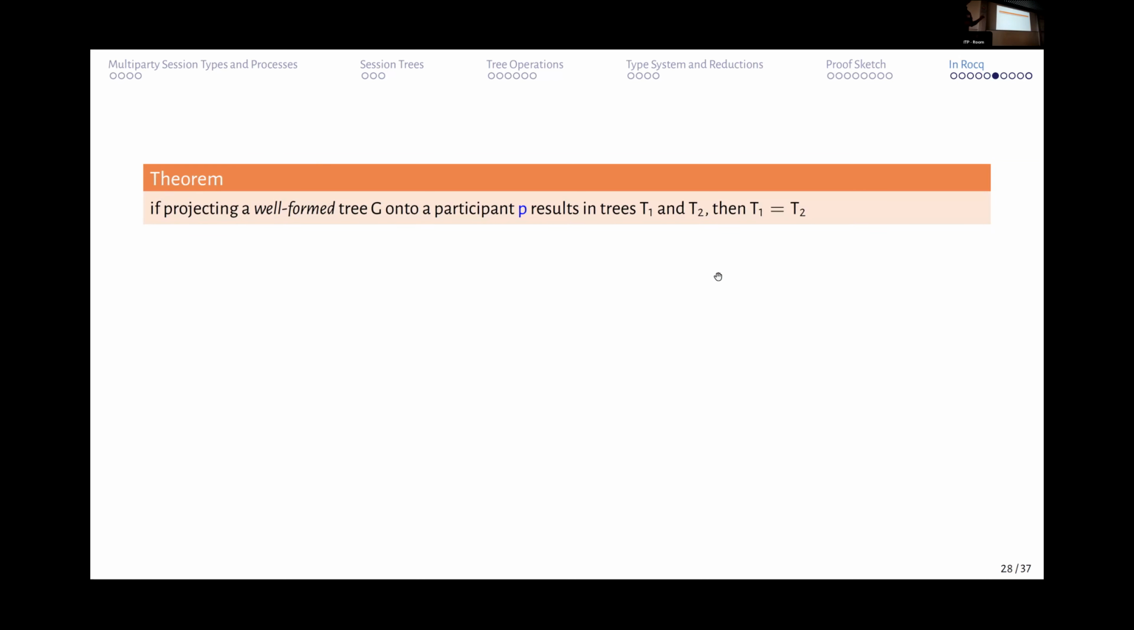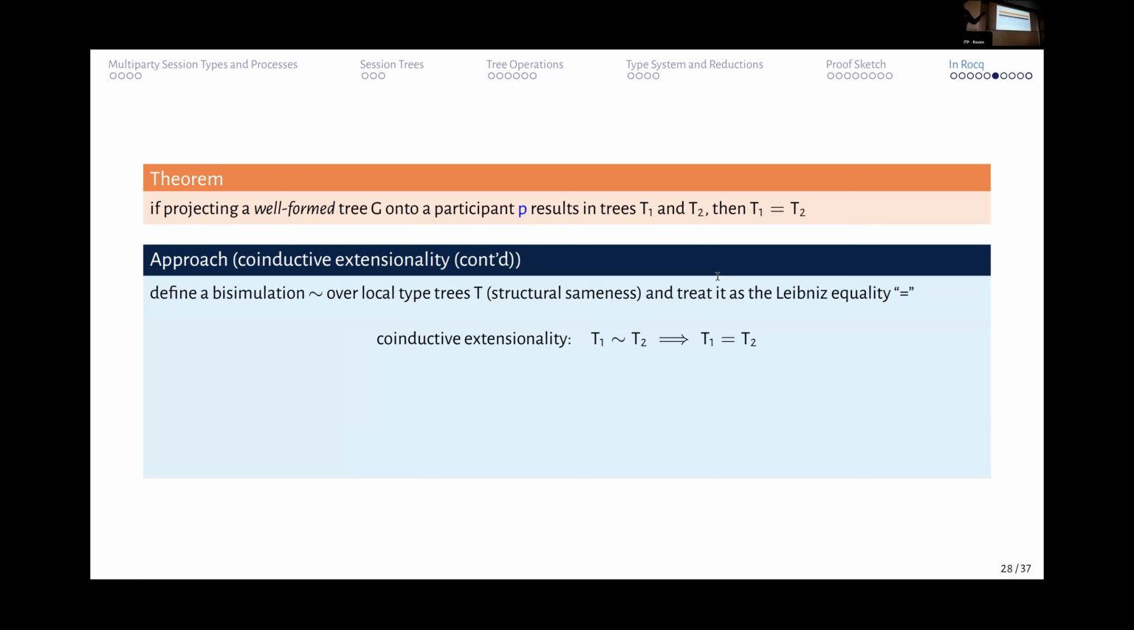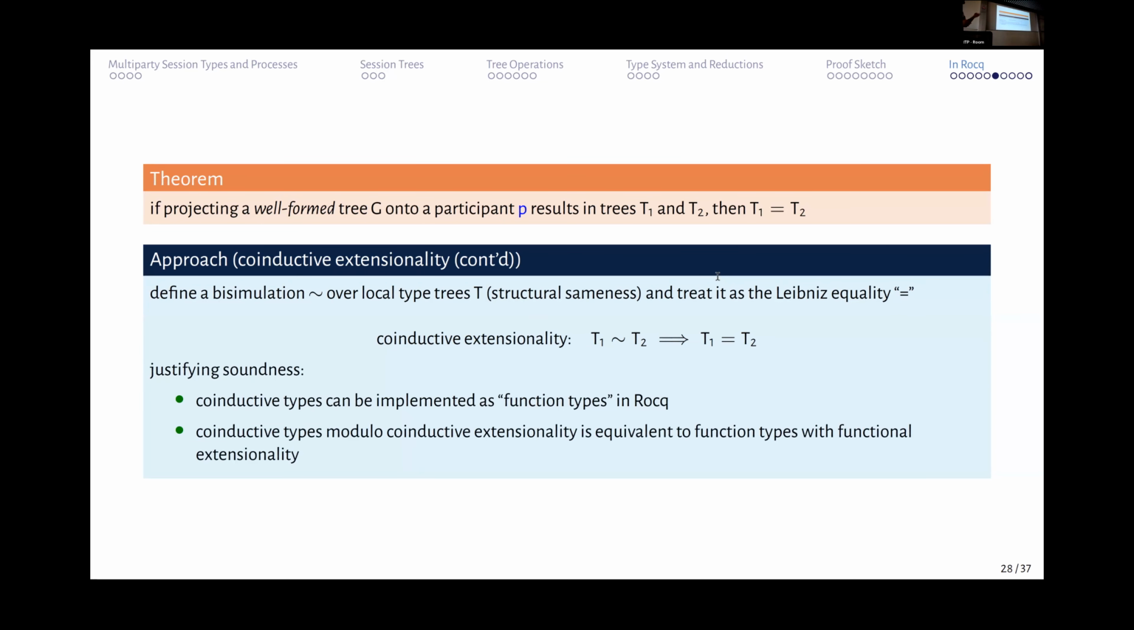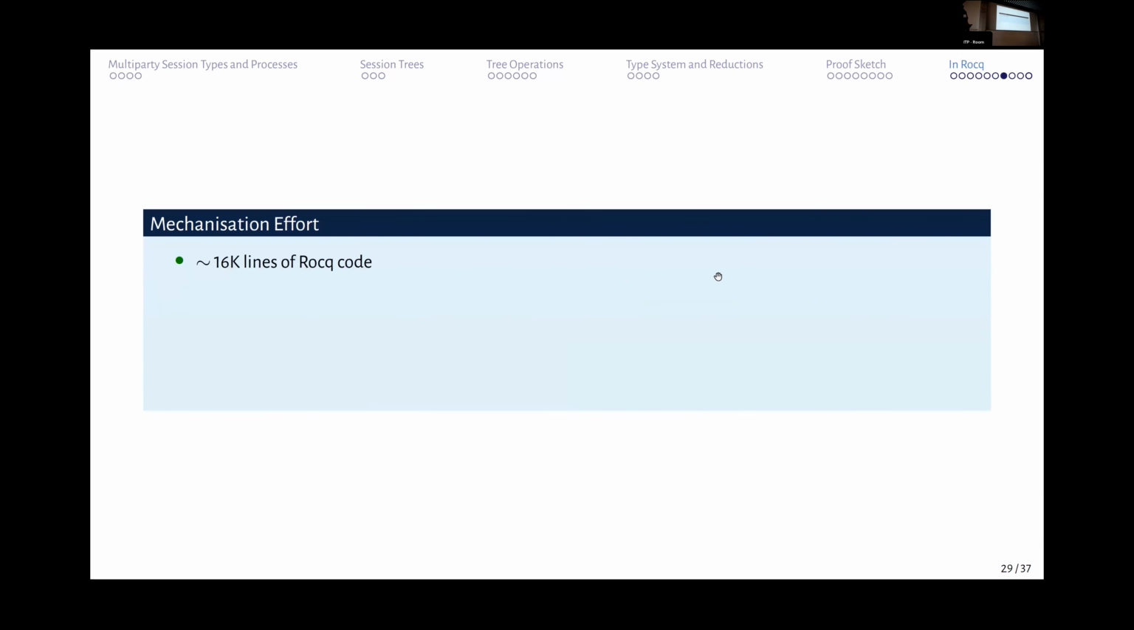And then co-inductive proofs came along when we wanted to show things like bisimulation between projections, and then we add an axiom that talks about if bisimilar, then equals, so that we can show that projections are partial functions. And this is sound because co-inductive types, modulo extensionality, are function types with functional extensionality.